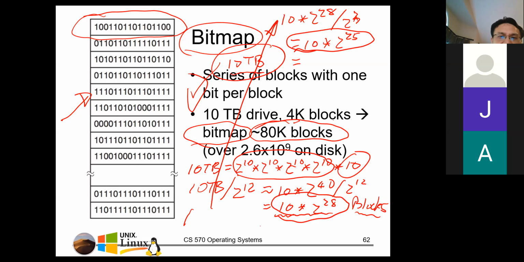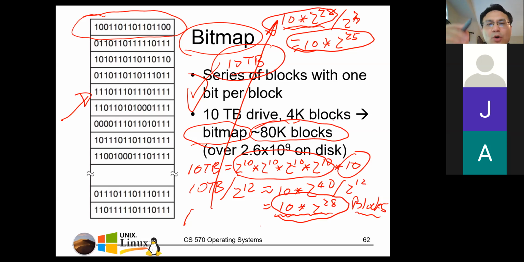You guys follow? Okay, so you need these many blocks for a 10 terabyte drive, with each block having 4K size. So this is the total number of blocks. For each block you need 1 bit, right? And 1 byte has how many bits? 8 bits, right? So this is 10 times 2 to the 28, that many bits you need to track all the blocks on the disk.